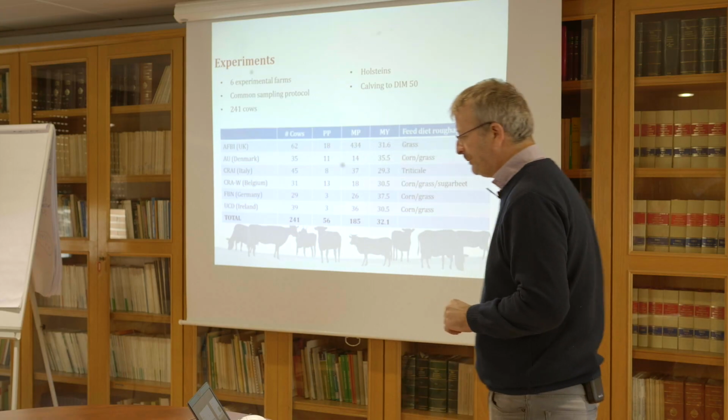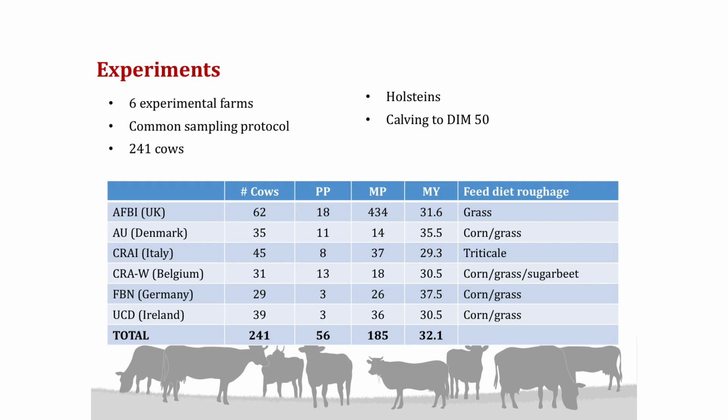For the first one, this is the experiment that we organized in the GplusE project. We have 6 experimental farms who measure on 241 cows, and by using a common sampling protocol, we measure on Holstein by using only one breed. It's a problem, but we have only one breed in this experimental design, and we measure between the calving and the days in milk 50.